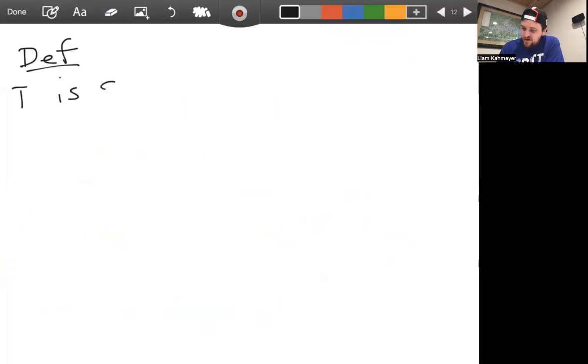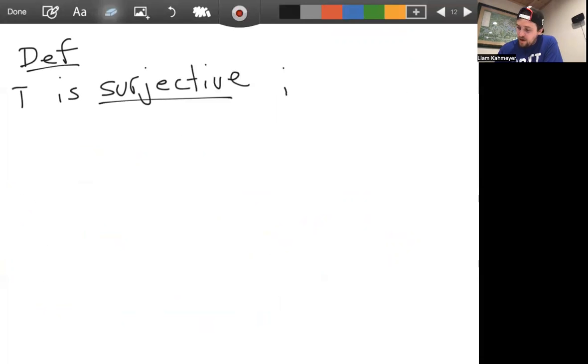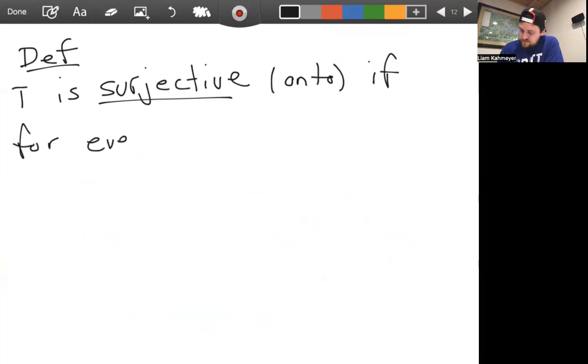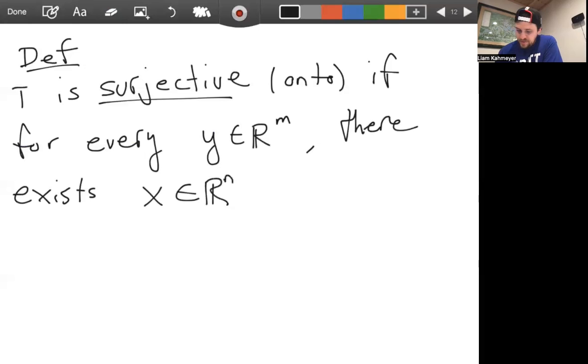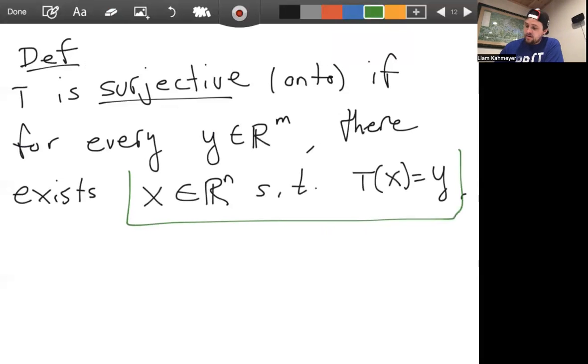T is surjective, or we say onto, if for every y in Rm, there exists some x in Rn such that T of x equals y. Now, this is the surjectivity criteria, right?